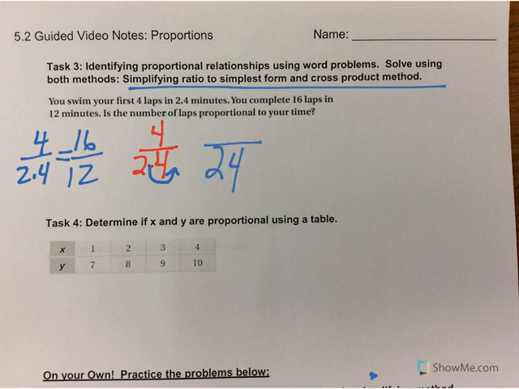So we have a whole number as our denominator now. Mathematically, what we did to move that one place to the right was multiply by 10. 2.4 times 10 gives us 24. If I multiplied the bottom number by 10, then I have to multiply the top number by 10, which gives me 40. So we're saying 4 over 2.4 is the exact same value as 40 over 24.